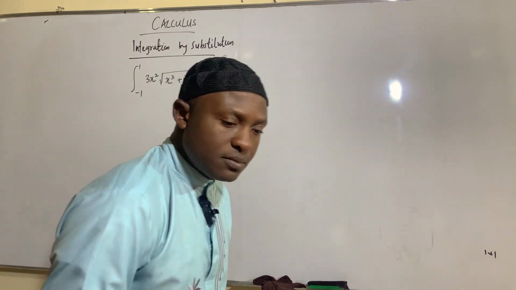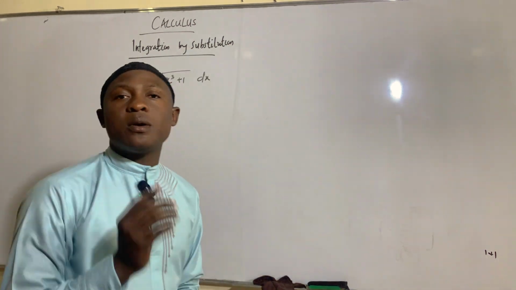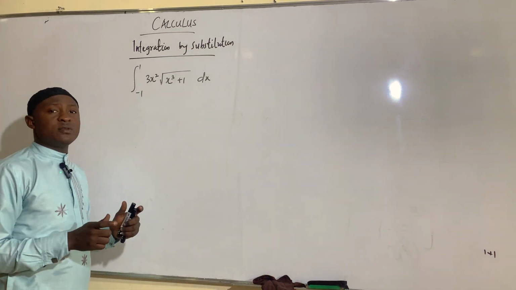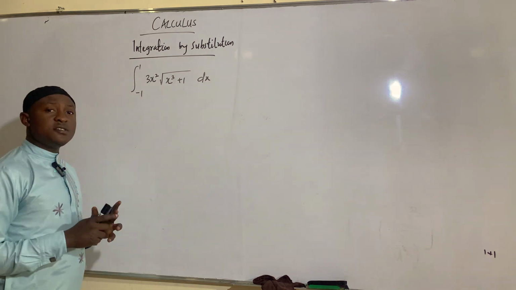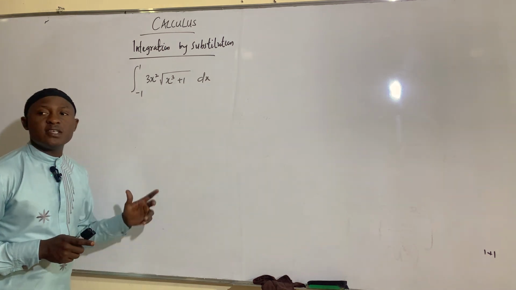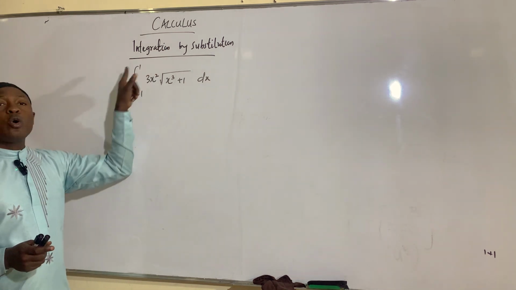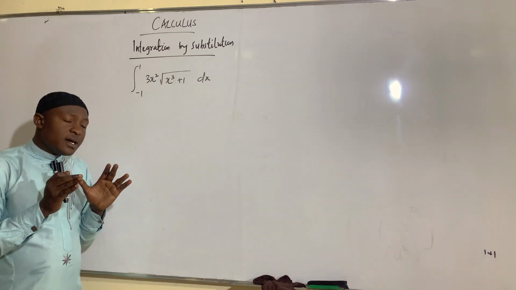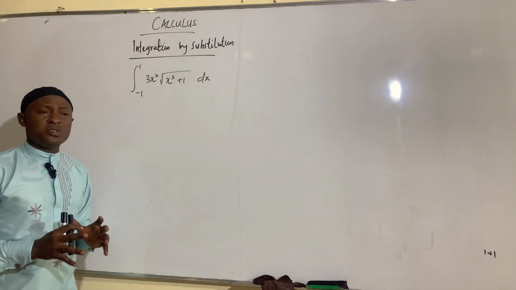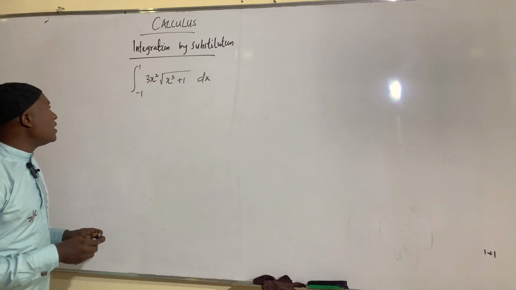So now, let's see how we're going to approach this one as well. It's just the same method, the same way. You can see the difference between the first one we solved and this one is that here we have an upper and lower limit, which is a definite integral. So it doesn't matter. Just follow the same process and evaluate your results.